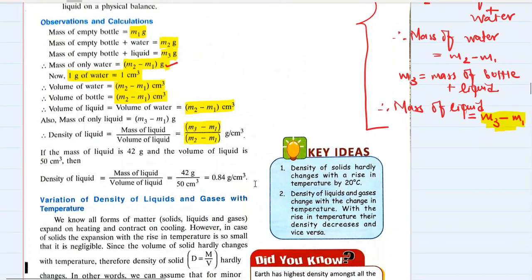ठीक है? So if the mass of liquid is 42 grams and the volume of liquid is 50 centimeter cube, the density of the liquid becomes 42 upon 50, that is 0.84 gram per centimeter cube. This is how you use a density bottle.